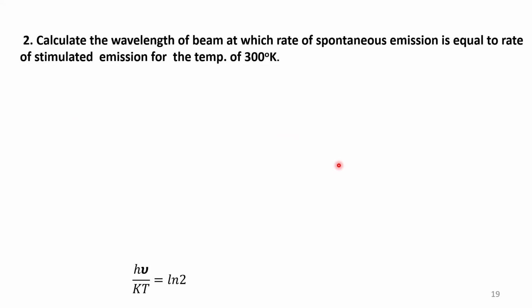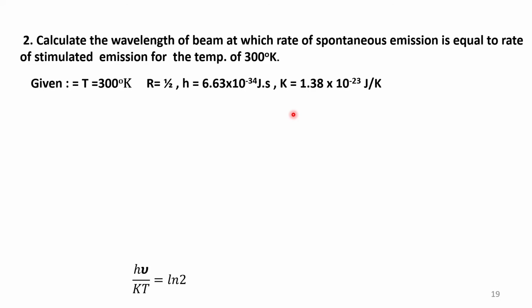Calculate the wavelength of the beam at which the rate of spontaneous emission is equal to the rate of stimulated emission for the temperature of 300 degrees Kelvin. So now first write down the given things here. T is equal to 300 degrees Kelvin. The condition is given, so R is equal to 1/2. By taking the values of Planck's constant and Boltzmann's constant, you have to calculate this lambda.